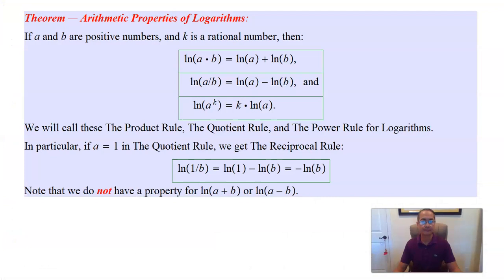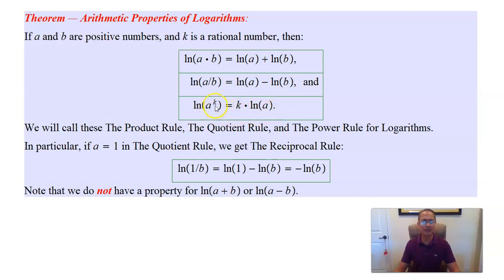Okay, so these are the properties that I was talking about. We will call them arithmetic properties of logarithms because they involve arithmetic operations. If a and b are positive numbers, because those are the only kinds that we can input into the logarithm function, and k is a rational number, then the ln of a times b is the same as the ln of a plus the ln of b. Ln of a divided by b, on the other hand, is ln of a minus ln of b, and the ln of a raised to the power k, our rational number k, is k times ln of a.